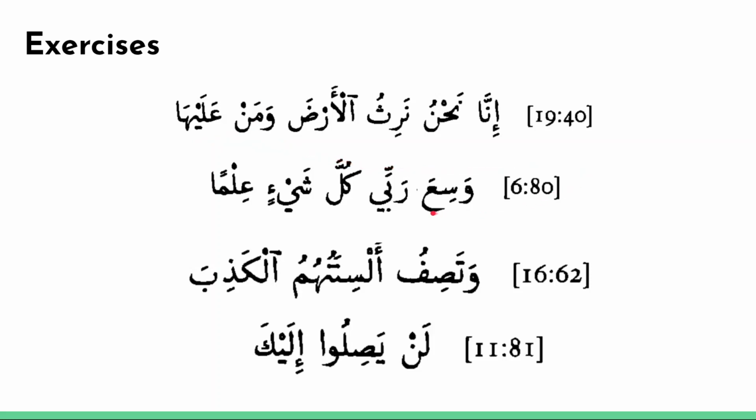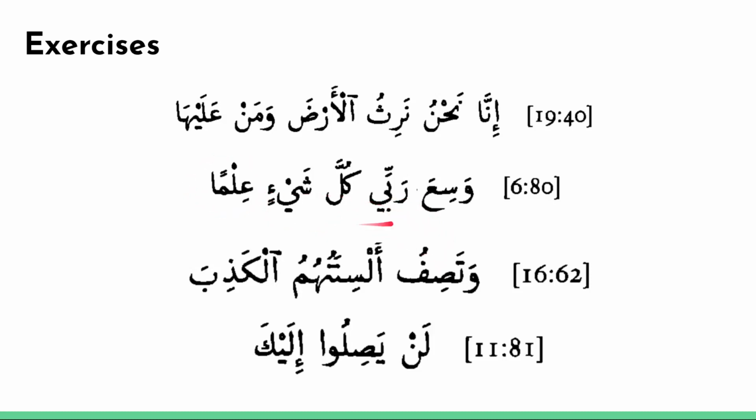Next one. وَسِعَ رَبِّي كُلَّ شَيْءٍ عِلْمًا. So wasi'a is your verb here. This is just the past tense form. And what does wasi'a mean? It means he encompassed. So my Lord encompassed all things in his knowledge.